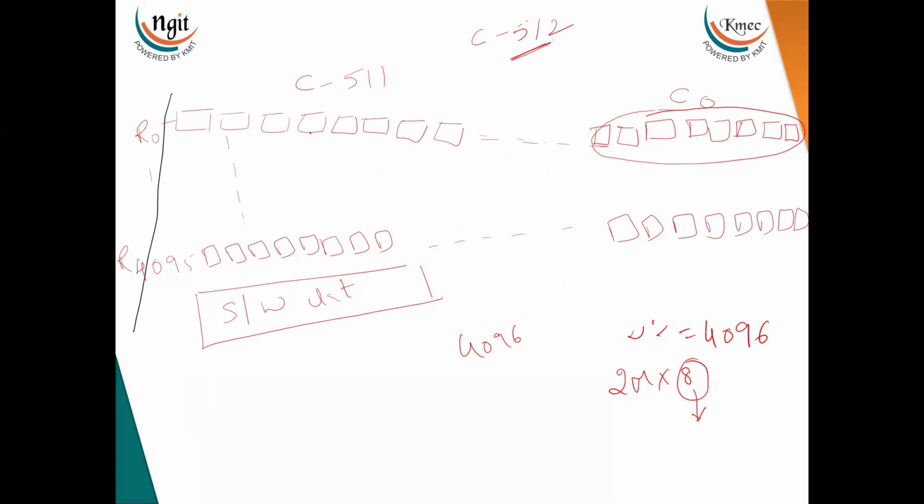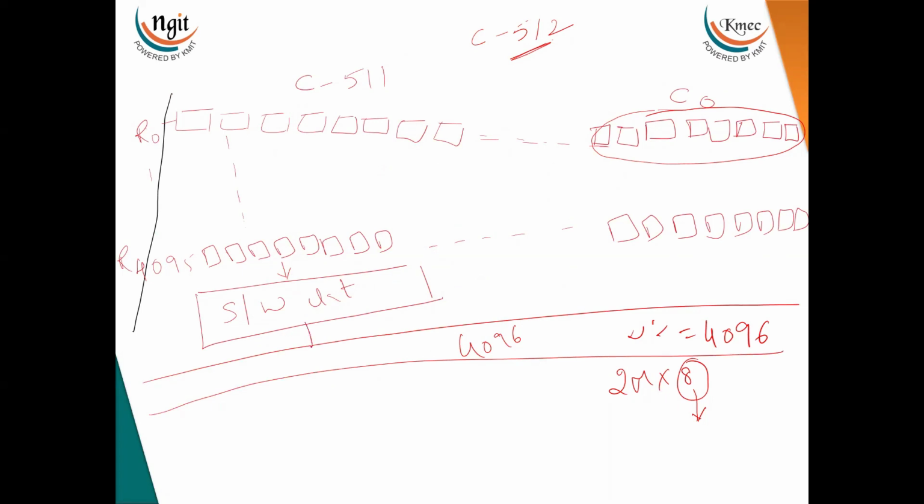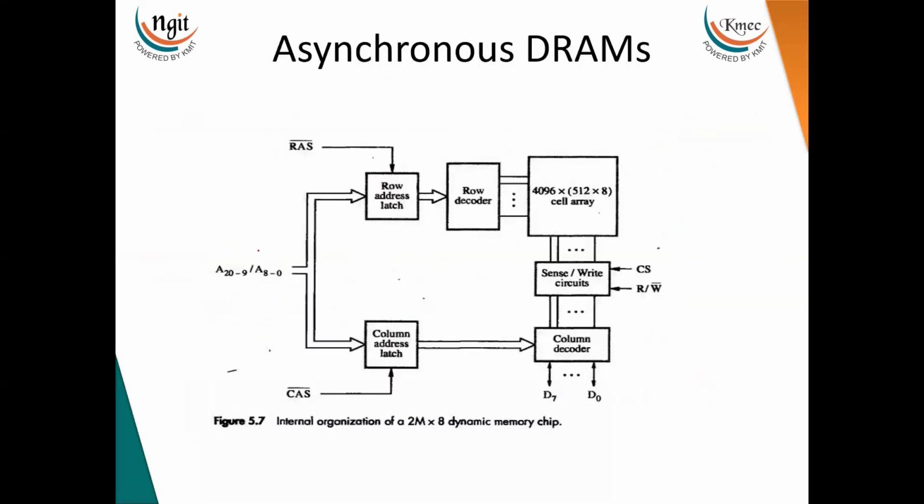Now these columns are connected to the sense write circuits. There are 512 such circuits, and I have shown only the first one. The sense write circuit is connected to the data bus, depending upon the address given. Here is the block diagram. In total we are using 21 address bits: 9 bits for the column and 12 bits for the row. After giving this, the address is divided.